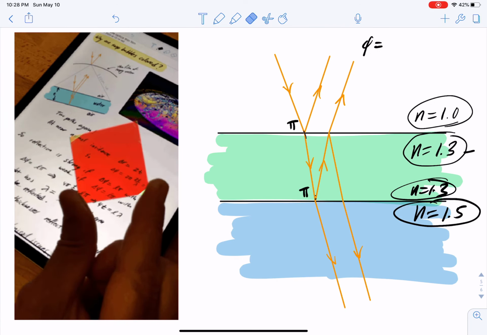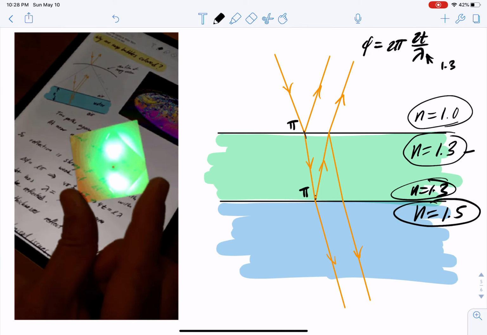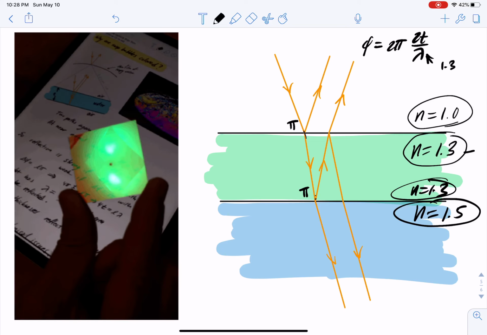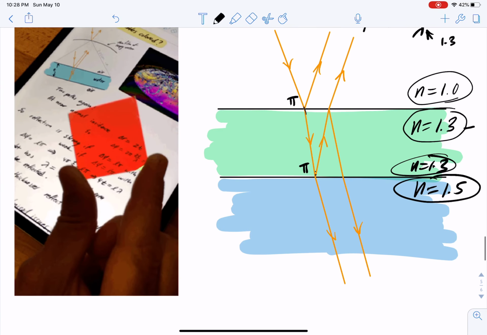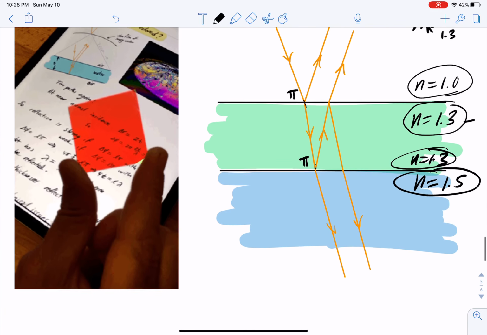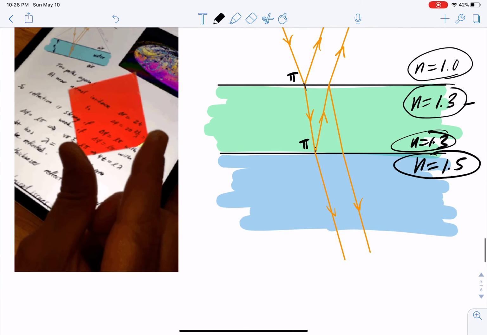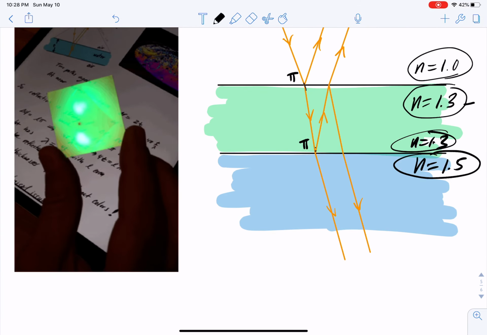Okay, because they have the same pi phase shift. So this will just give us 2 pi times 2t over the wavelength. And where is the wavelength? Well, the path difference happens in this green part. So that's the wavelength in 1.3. Now, okay, so we've got that. Now let's try the second set of paths, the ones that come through.